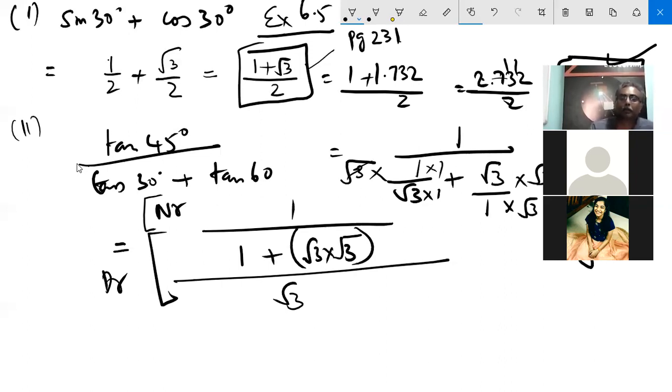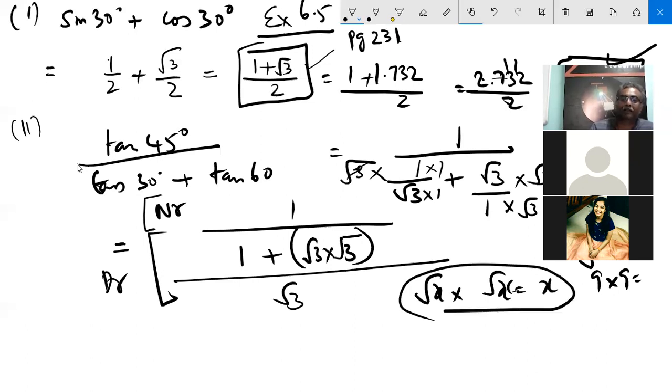What is root 9? 81? No, that is 9 into 9, which is 81. Root of x into root of x is always equal to x, whatever x is. So root of 3 into root of 3 is what? 3. Apply that here.